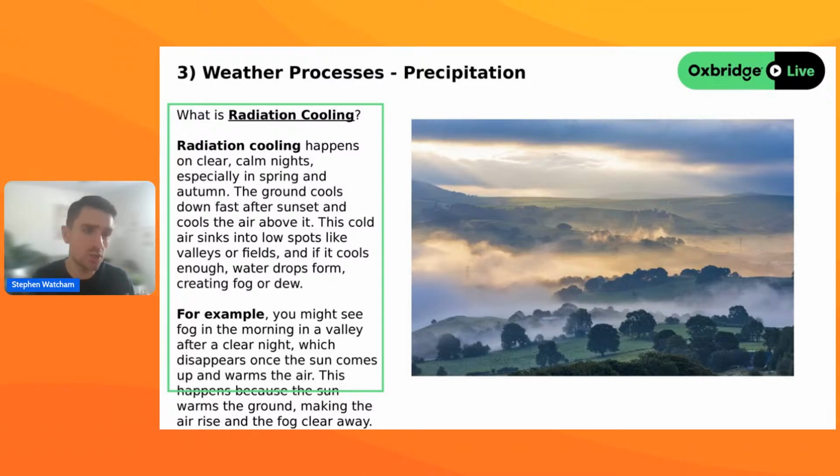So the sun's still got strength at that time of the year, but once it's gone, if there's no cloud, that air can cool down very, very quickly. Cold air sinks into low-lying areas of a valley, and as it cools down, it condenses, it forms water droplets, and they coalesce around what we call condensation nuclei to form fog or dew.